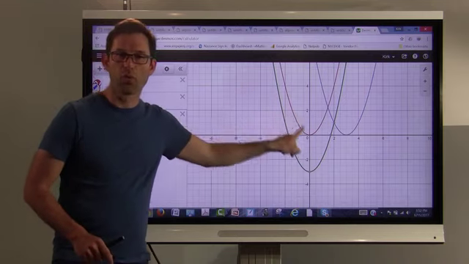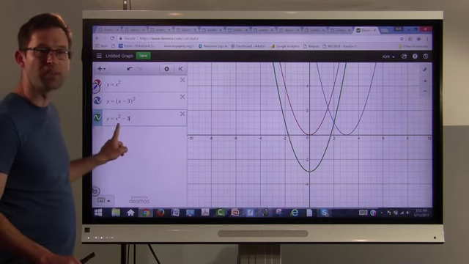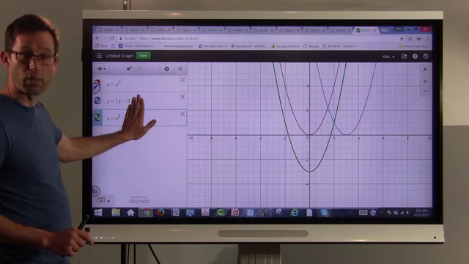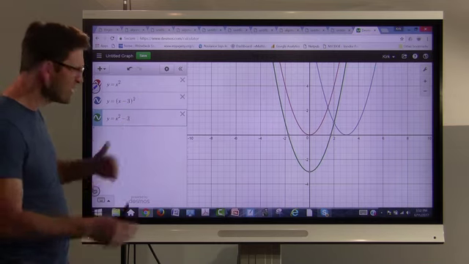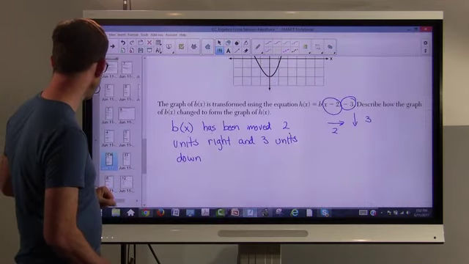Now what's happened is our red parabola has been moved vertically down 3 units, because that subtraction by 3 is happening to the overall function y equals x squared. Okay, so just to give you kind of a real example of what's going on there.